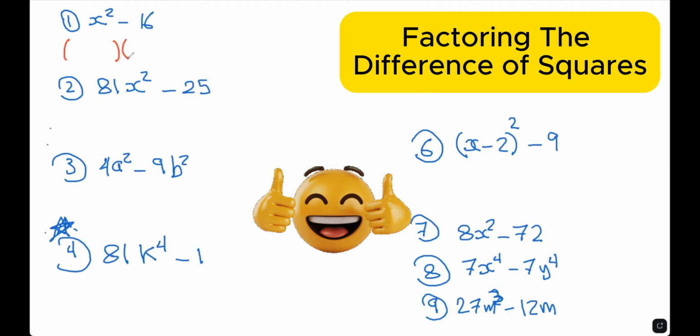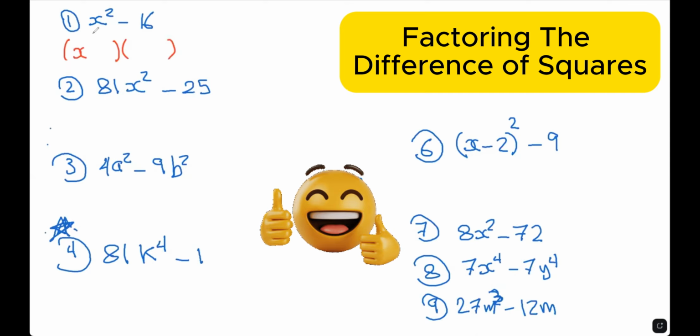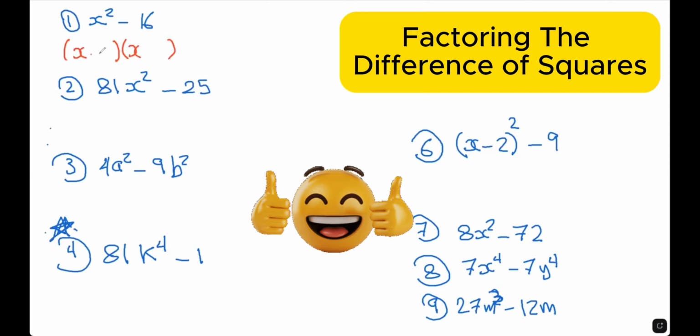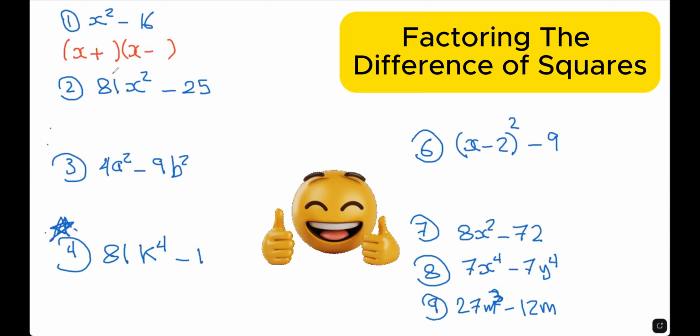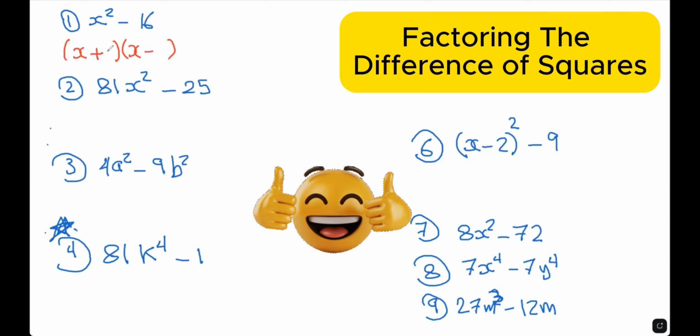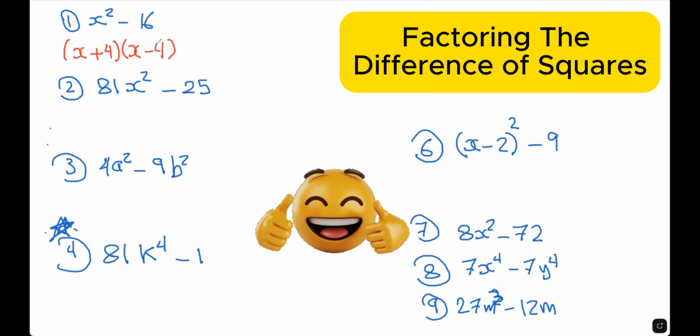So here is the first question. Again, we open two sets of brackets, take the square root of x squared. That's going to be x, x. Throw a minus and a plus, or a plus and a minus, and take the square root of 16, and that's a 4. And that's it.